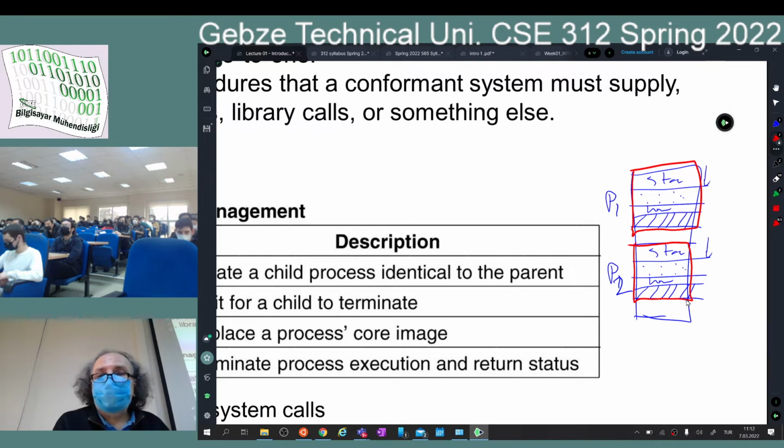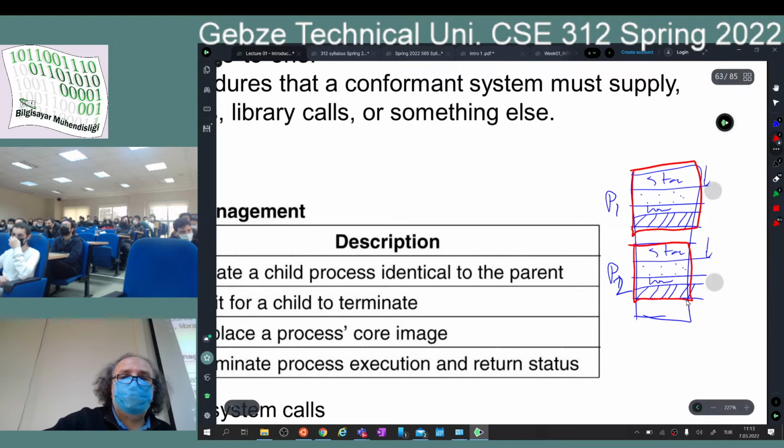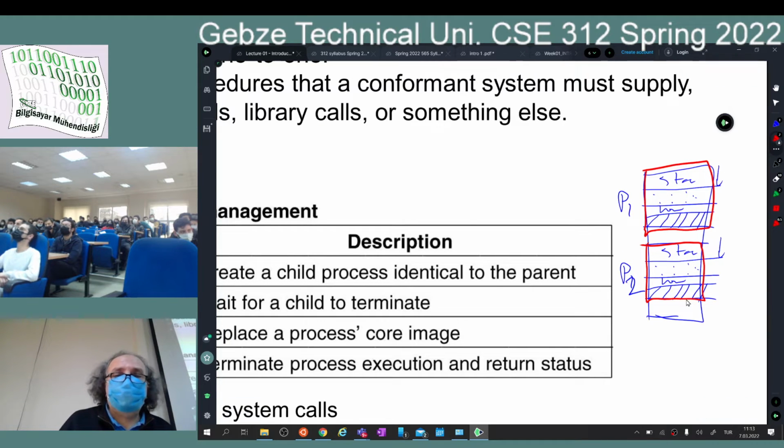Okay, byte by byte they are exactly the same, but they are two different processes, and they are running the same program with the same data. Okay, well, it looks like it doesn't make much sense for now, but that's how Unix is designed. That's how it works. Okay, fork does that.